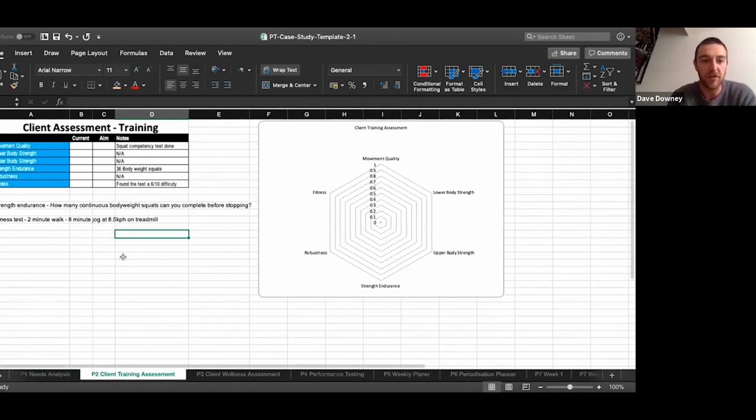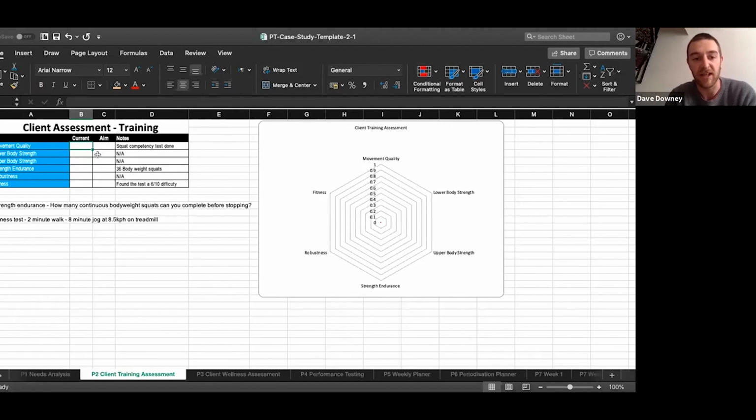When we move forward to your client assessment, we look at lower body strength and upper body strength. For me, it's not applicable yet because he's been out of training for so long. The sensation phase is the one we're really paying attention to here. So this is more the strength, endurance, and fitness that we're going to test first, and then the movement quality.